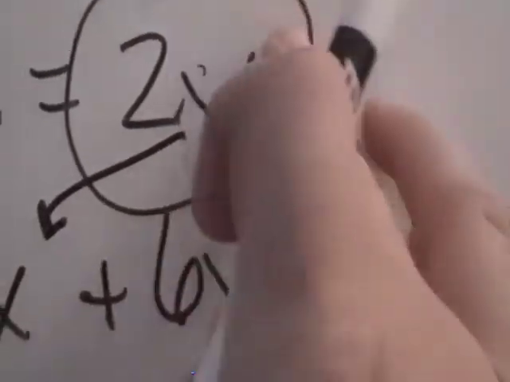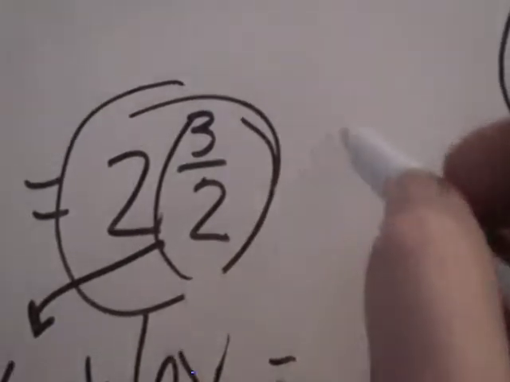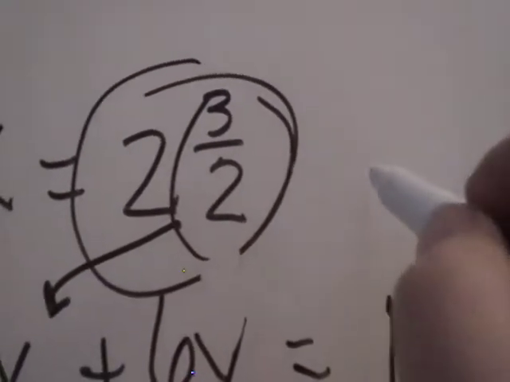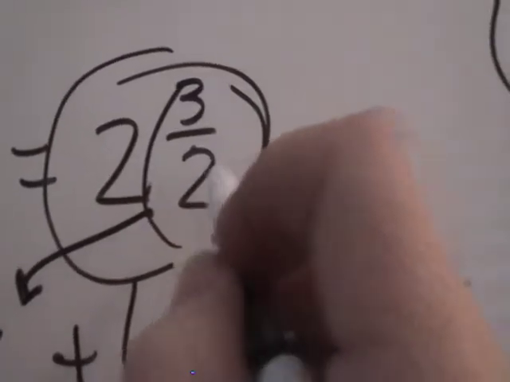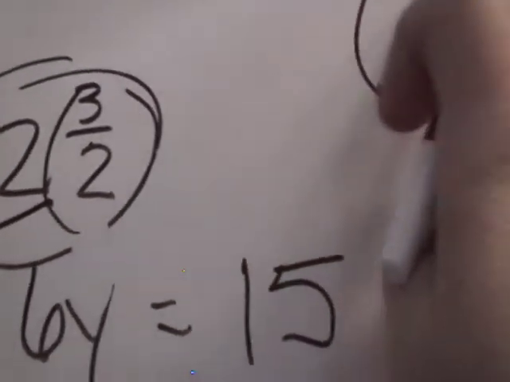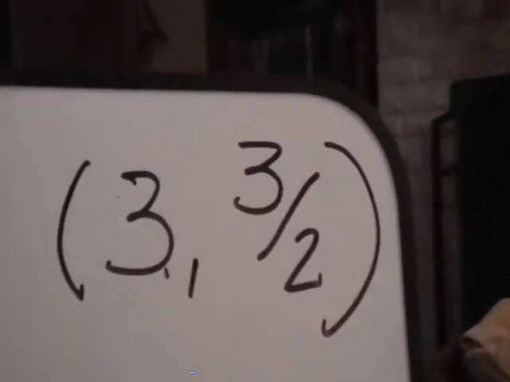So 2 times 3 over 2 is going to be 6 over 2, or 3. So 2 times 3 over 2: 2 times 3 is 6, divided by 2. x is going to equal 3. And so there is the point of intersection.